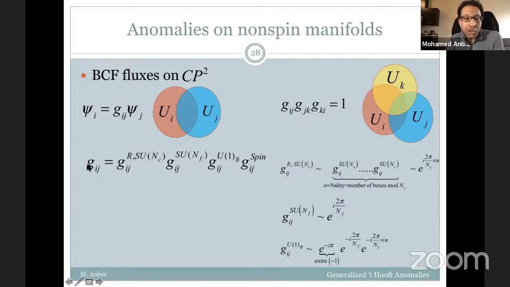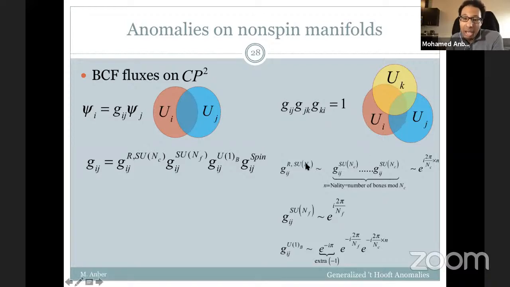Now, my Gij is made of the following. It is again made of the Gij in representation R of my color group, of the transition function in the flavor group, and of the Gij in the U1 baryon. And finally, I'm introducing this Gij of the spin in order to account for the fact that I need some extra flux, U1 flux, in order to put my fermion on CP2.